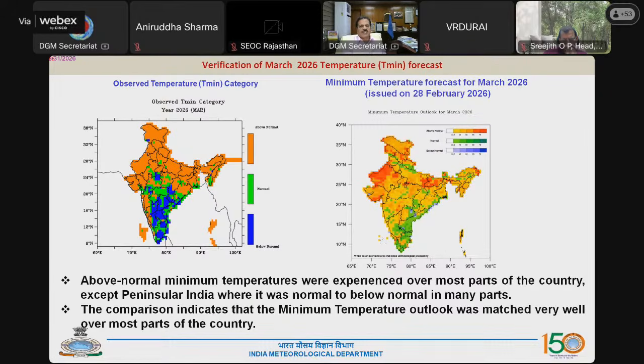Now let us look at the minimum temperature. Yes, it predicted well in major parts of the country. The prediction was that it will be above normal temperature for most parts of the country except the southeast peninsula, where a little larger area in the peninsula has recorded normal to below normal temperature, and the prediction was also normal to below normal temperature. So I will say 90% of the area has been well predicted in terms of the minimum temperature. Summarizing our forecast this year, we have to investigate further why the prediction could not go well for East and Northeast India rainfall and maximum temperature.